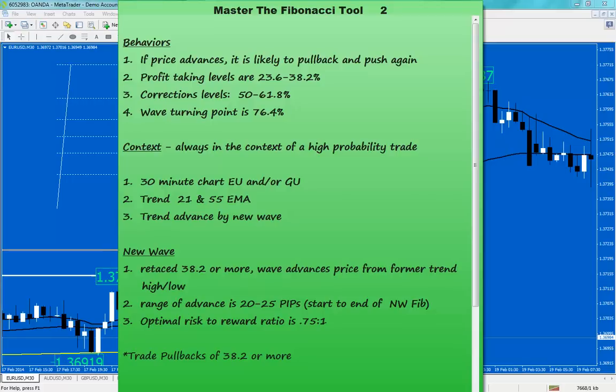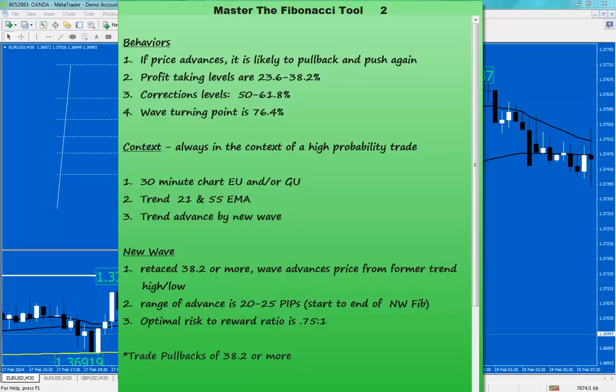Okay, now let's discuss some basic behavior that we'll observe repeatedly from the buyers and sellers. This is an important point of logic that I'm going to share with you right now. I mentioned it a little bit earlier, but I'm going to mention it again. Watch my mouse here. And again, let me repeat. Logic comes from human behavior. And as I said earlier, what I'm talking about here is the most reliable and repeated pattern in Forex trading in terms of human behavior. So if price advances, and by advances I mean advances the trend, it is likely to pull back and push again.